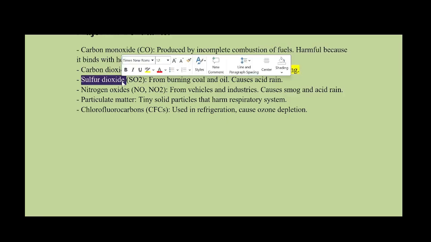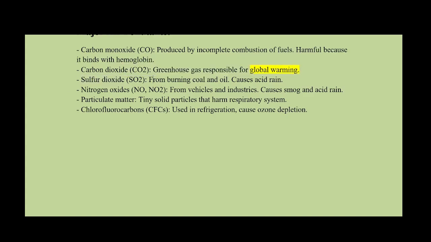Then we have sulfur dioxide. It is from the burning of coal and oil, which causes acid rain. Then we have nitrogen oxides, which are NO and NO2 respectively. They arise from vehicles and industries. They can cause smog and acid rain.